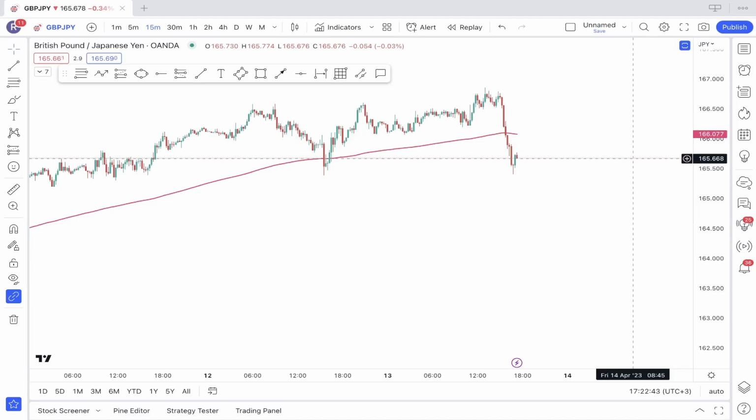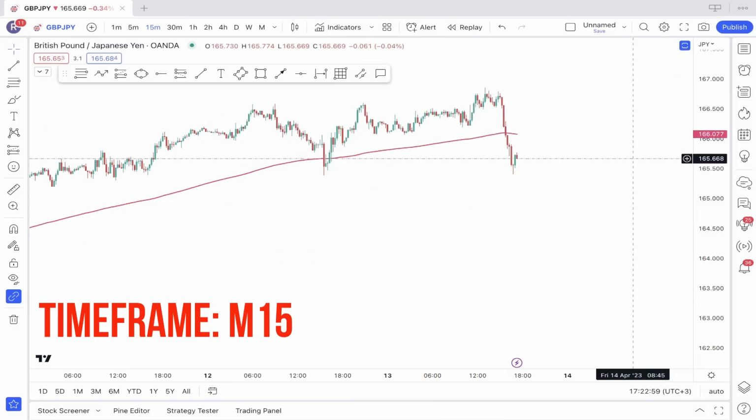Alright, so let's get right into it. In this video, I will share with you a very cool strategy that you will be able to use in order to pass the FTMO challenge successfully and get funded. This strategy will be a day trading / scalping strategy that will take place on the M15 time frame, and you will only need to add one indicator.